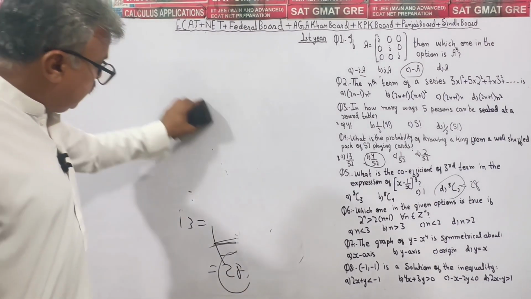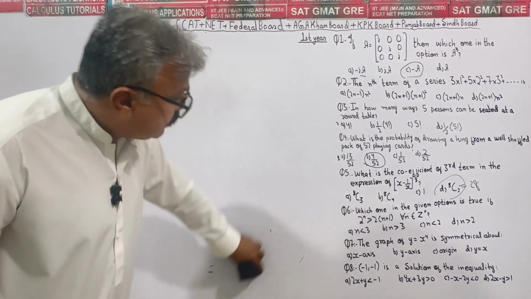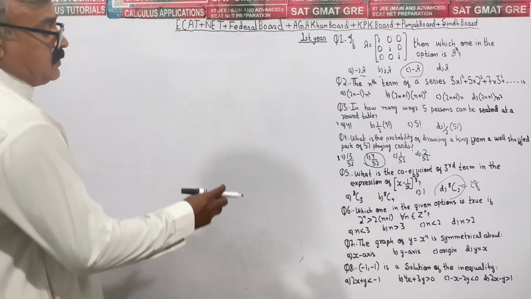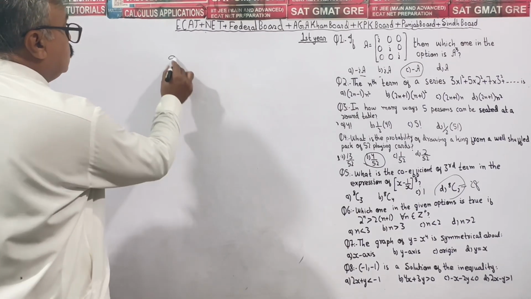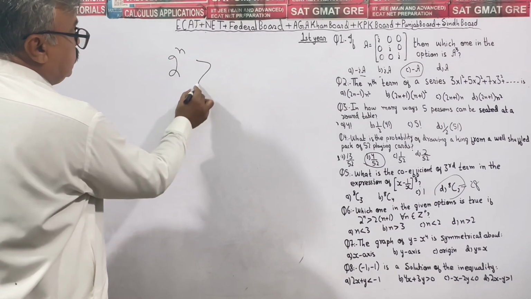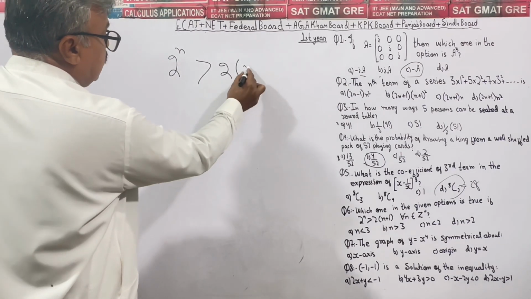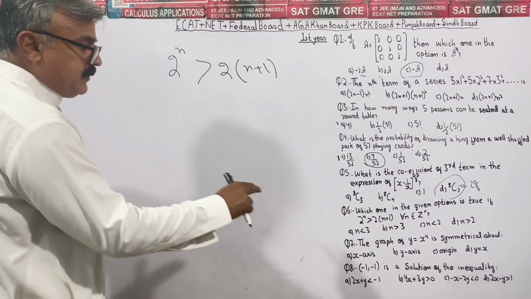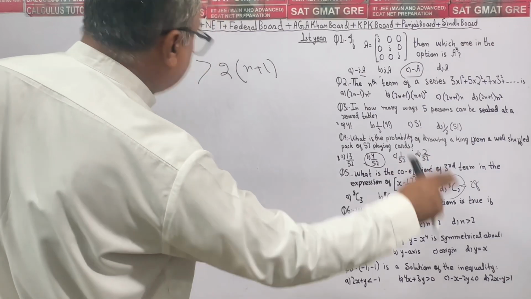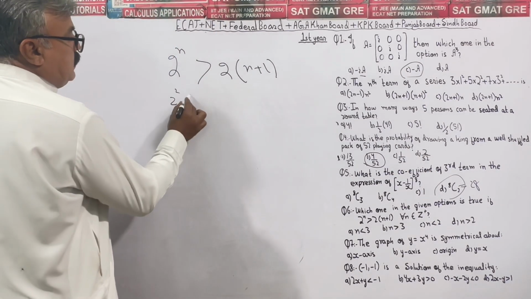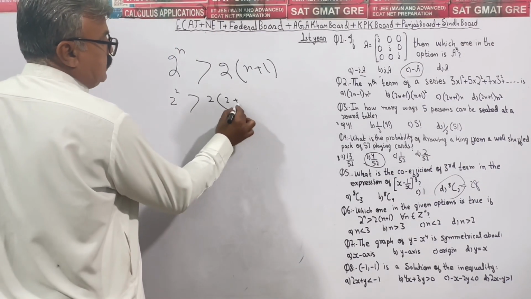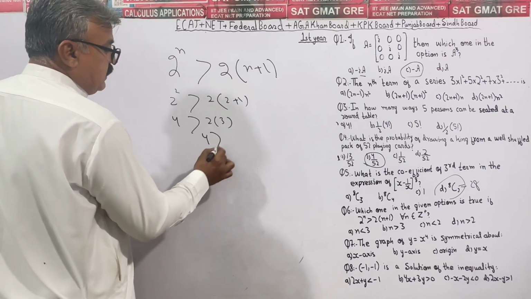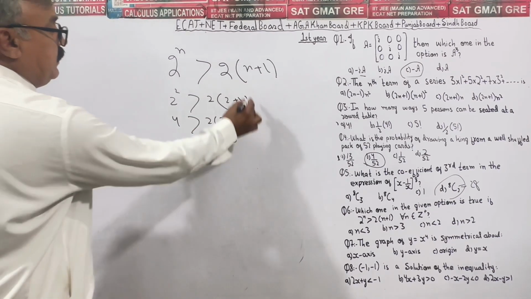2 raised n is greater than 2 times n plus 1, where n belongs to the positive integers, or natural numbers. Explicitly, what are the options? Let's put n = 2: 2 squared is 4, and 2 times 3 is 6. 4 is greater than 6? It isn't valid.